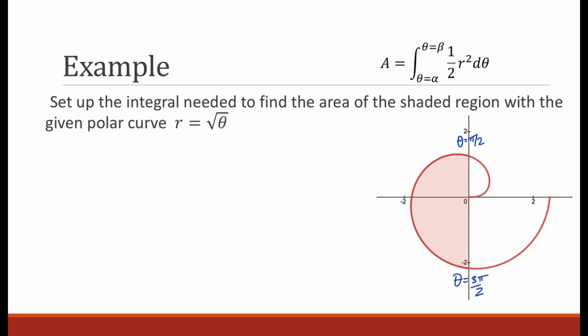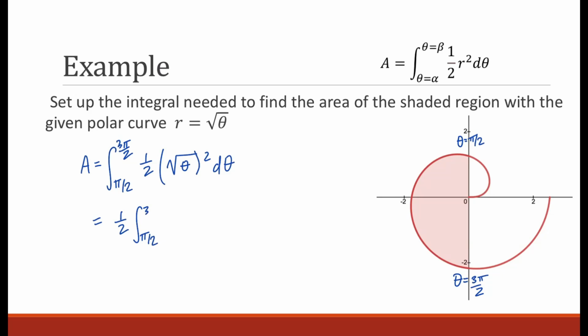So we're going to go ahead now and set up our area formula as the integral from pi over 2 to 3 pi over 2 of 1/2 times my radius, but that is my polar curve, r equals radical theta, so we have radical theta squared d theta. And so we'll actually just clean this up a little bit. We can pull the 1/2 to the front, and then on this one, the square root of theta squared is just theta. So a pretty simple integral.